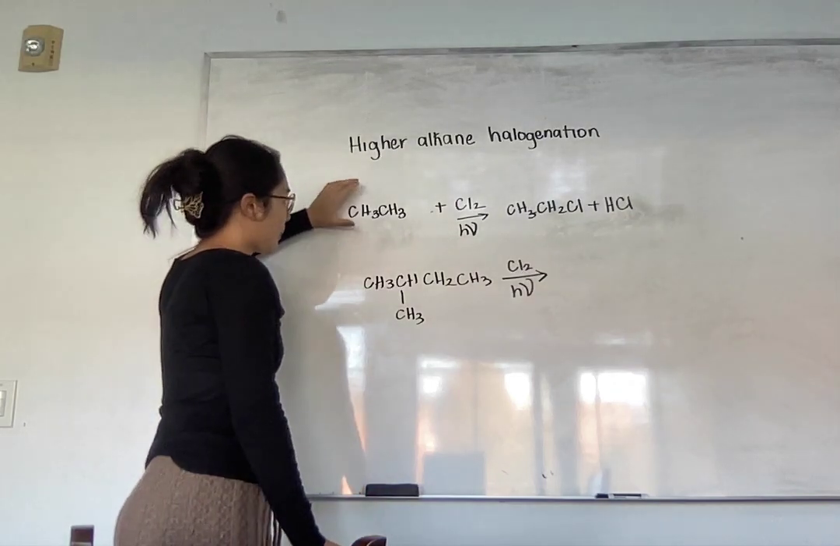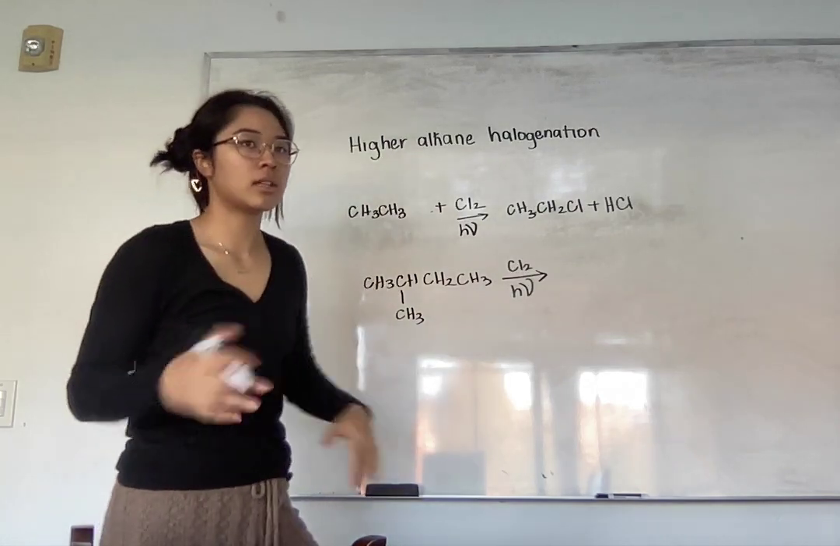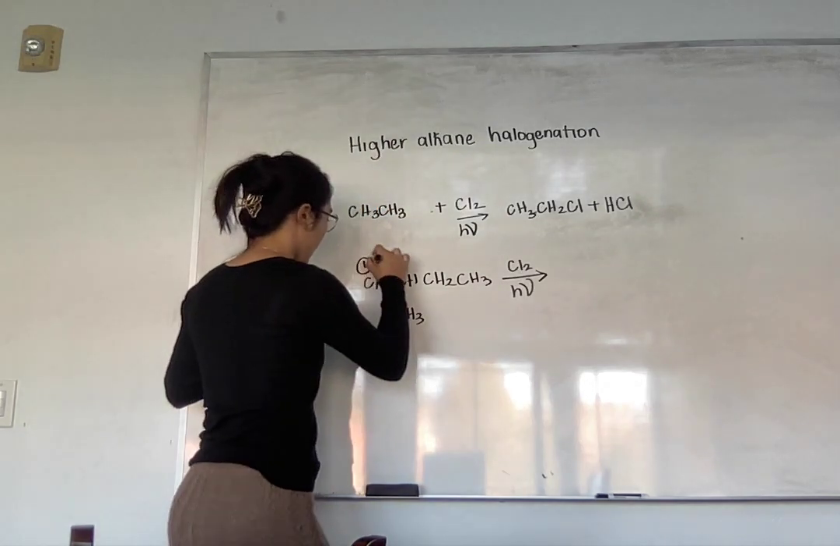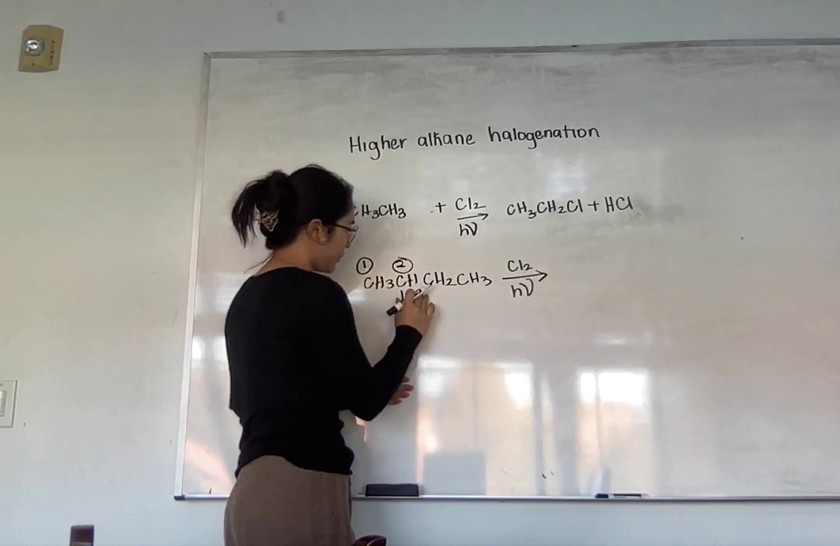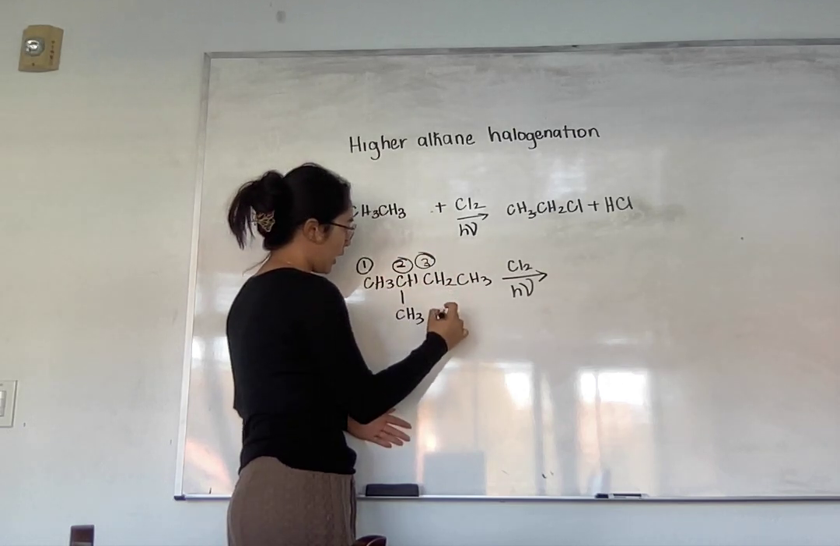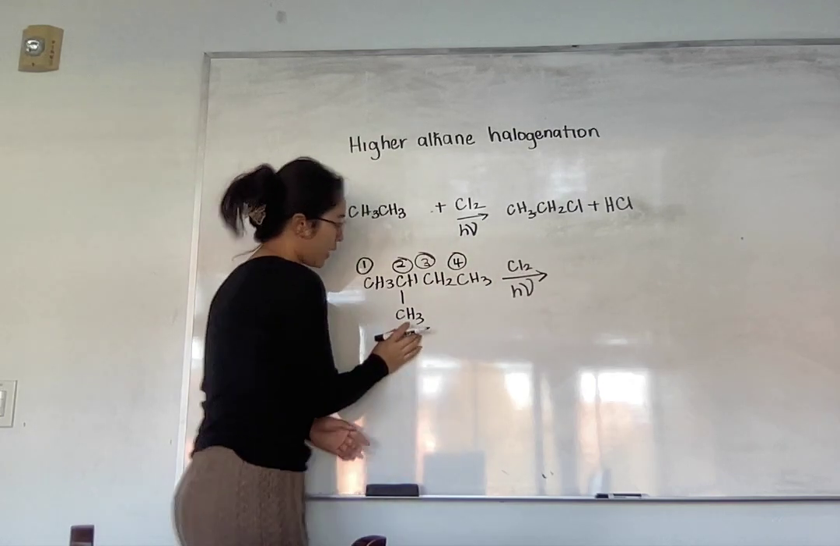But basically, this is symmetrical. This is asymmetrical, so we can have multiple, different points of attachment for this chlorine. We could have one here at this CH3, one at this CH, one at this CH2, and then at this CH3. But what about this one over here?